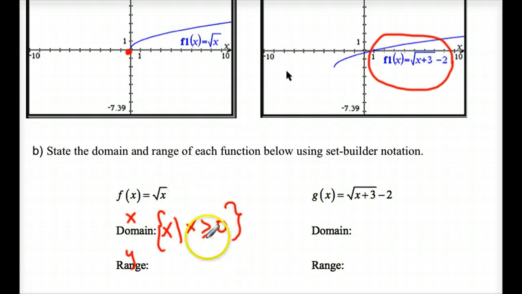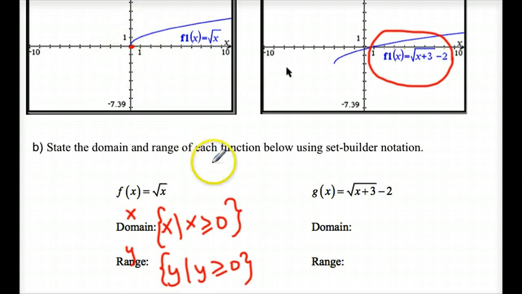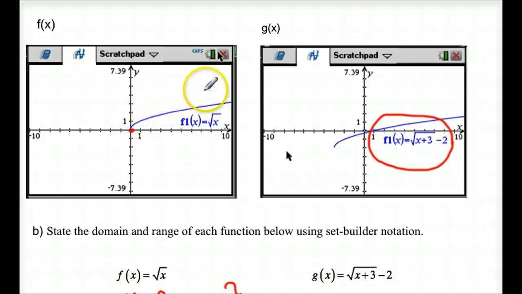Okay? And then my range I know is my y value. And my y value on this actually is at the same exact place right here. So my range I'm going to write as y such that y is greater than or equal to 0. Because all my y values are going up. As this increases and goes up, my y is going to go up.